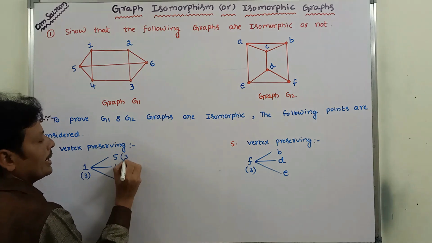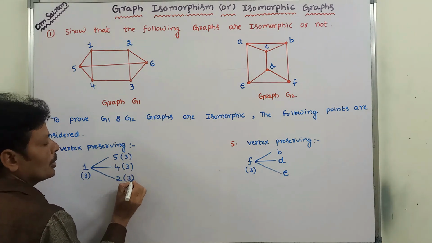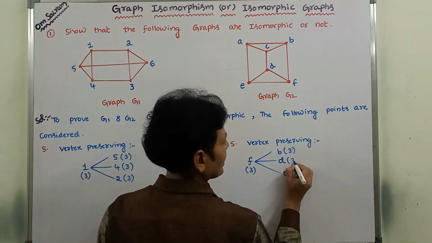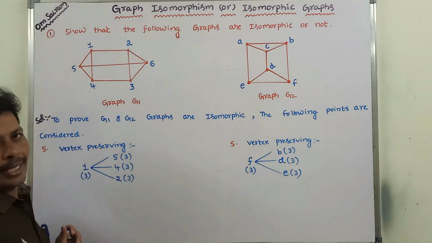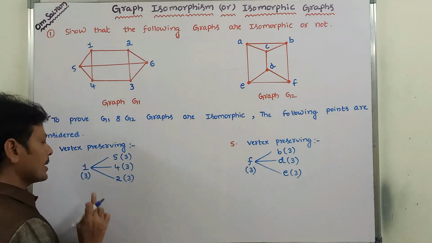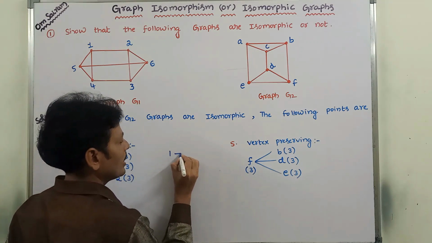Okay. So by comparing these two, vertex 1 degree is 3 and vertex F degree is 3. Vertex 5 degree is 3, vertex 4 degree is 3, vertex 2 degree is 3, vertex 3 degree is 3, vertex D degree is 3, vertex E degree is 3. So by comparing these two, I can say that the corresponding vertex is F.